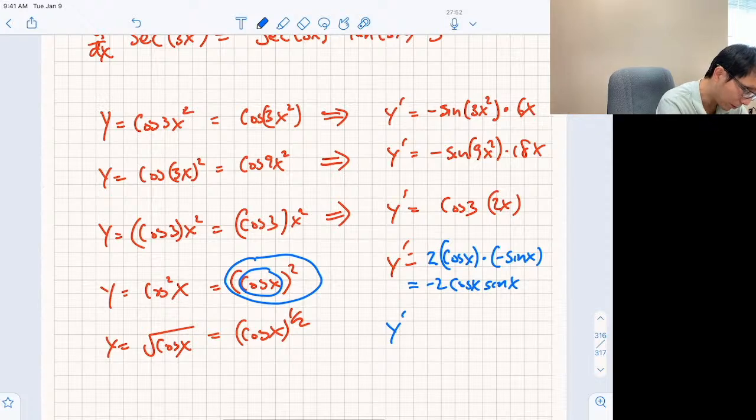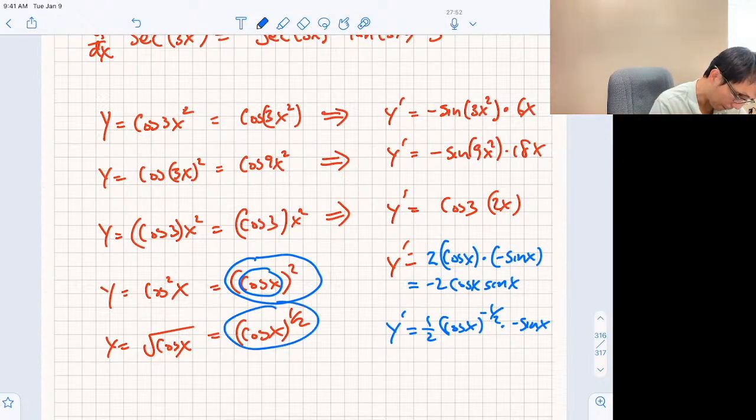Okay, so how about the next one? 1/2 cosine x times negative sine x. Yep. Sorry, how did you do the previous one? Oh, yes. No, that explains everything. Thank you, Jen. No, that's right. It's this one right. Okay, are we okay here?